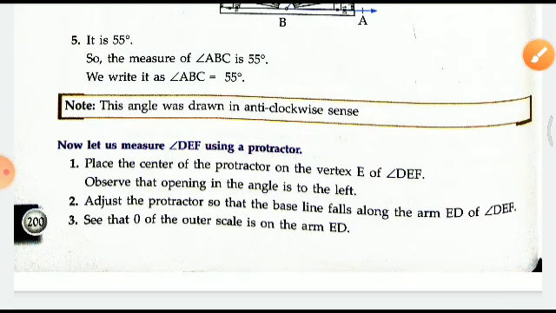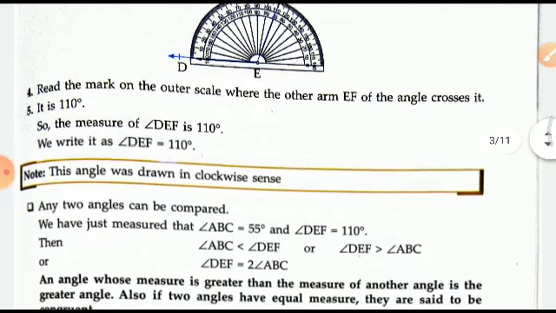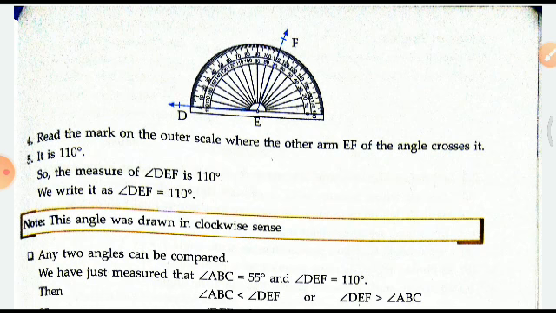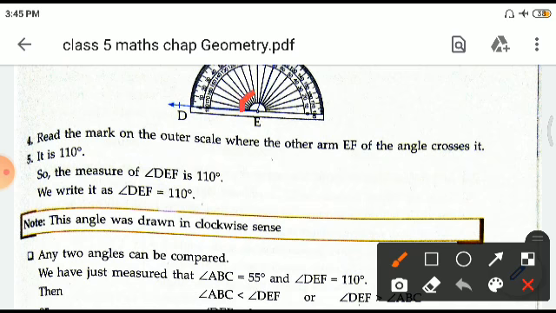Note the angle was drawn in an anti-clockwise sense, right? Angle is always drawn in an anti-clockwise sense. Place the center of the protractor on the vertex E of angle DEF. Observe that the opening of the angle is to the left. Adjust the protractor so that the baseline falls along the arm ED of angle DEF. See that 0 of the outer scale is on the arm ED. Read the mark of the outer scale when the other arm EF crosses it. It's 110 degrees. See, this angle will be 110 degrees.